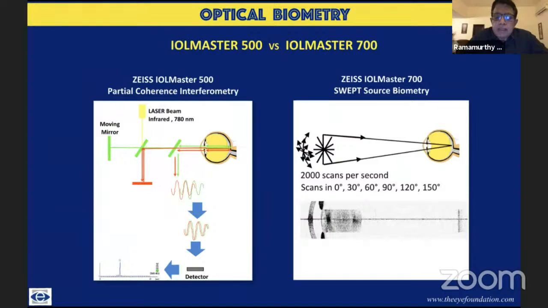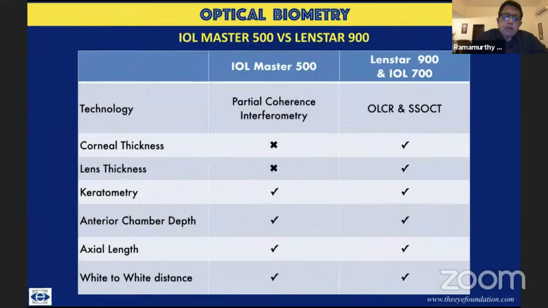There are more than 2,000 scans per second that are measured with the Swept-Source OCT, and the scanning is done at 0 degrees, 30 degrees, 60 degrees, 90, 120, 150. So it gives a multi-dimensional view of the entire eye, right from the corneal epithelium to the retinal pigment epithelium, and this is essentially analyzed by the software of the instrument to give us all the data that's required.